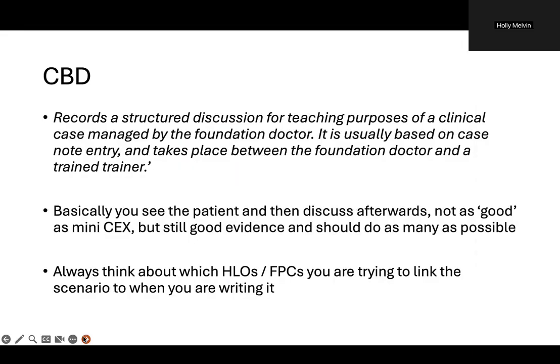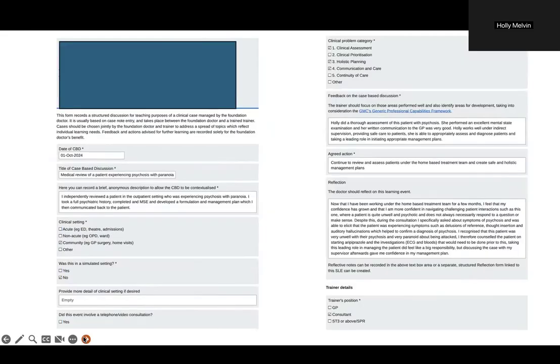So a CBD is a structured discussion for teaching purposes. This is basically when you've seen a patient and then you discuss it afterwards with a senior. It's not as good evidence as a mini-CEX, but it's still good evidence and you should try and do as many as you can. Same as before, think about what HLOs you're trying to link the scenario to when you're writing it, and keep an eye out for situations which would be good to discuss because they map with the HLOs. And again, this is an example of a CBD, so you're welcome to pause and have a read of this again.